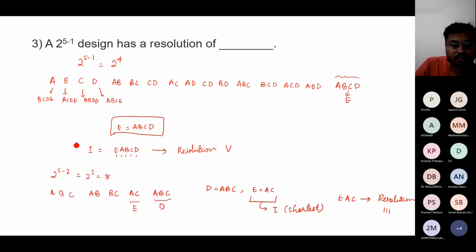Similarly, in the second case, since the base design is 2 to the power 3, we have 3 factors, A, B, C. We take all the interactions. Since here the exponent is 2, we replace 2 of the terms with new factors. So ABC and AC we replace with D and E. Here our equations become D is equal to ABC and E is equal to AC. Of these two, the smaller equation is E is equal to AC. Therefore, we'll take this smaller equation when calculating the resolution. So here we have 3 terms, E, A, and C. Therefore, the resolution here is 3.